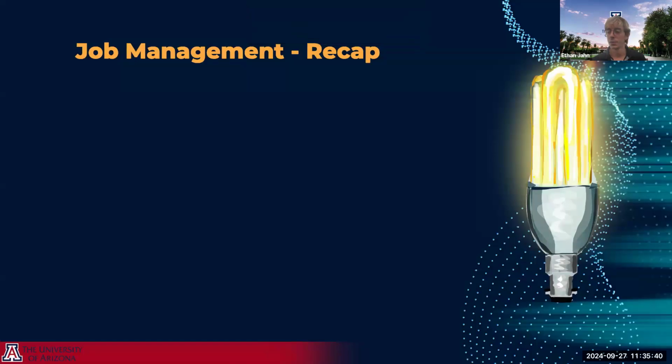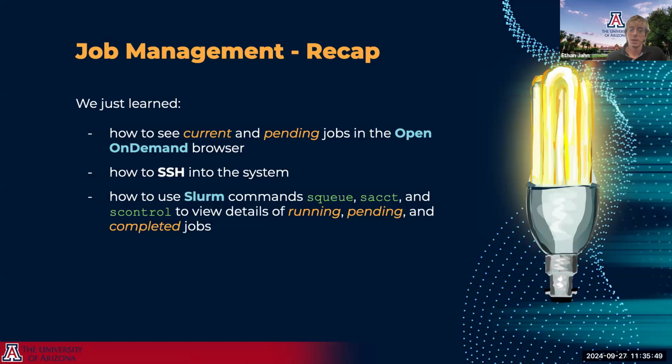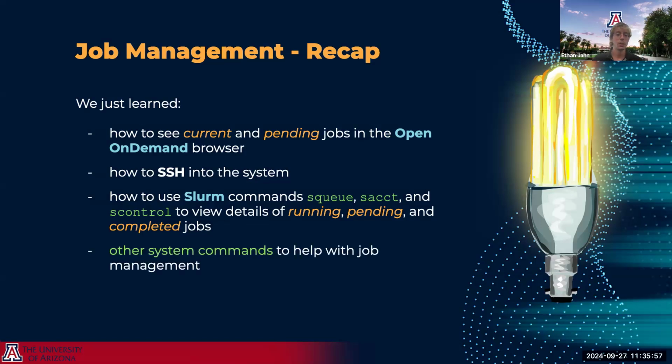So to recap the job management section, we just learned how to see current and pending jobs in the Open On Demand browser, how to SSH into the system, how to use Slurm commands such as squeue, sacct, and scontrol to view details of the running, pending, and completed jobs, and then other system commands to help with job management. So that's all for job management. Next, we're going to talk about job optimization.